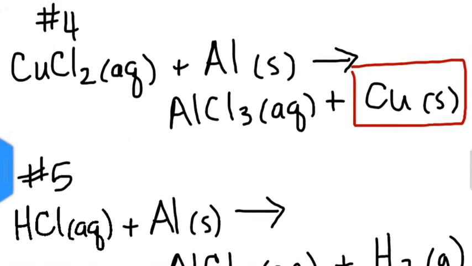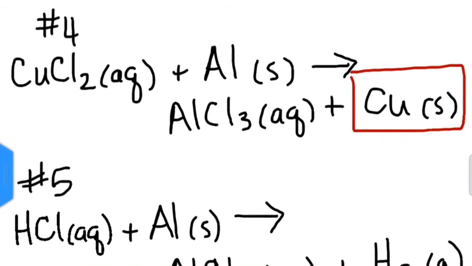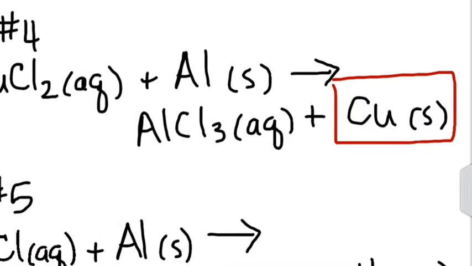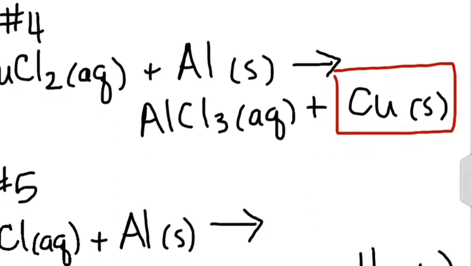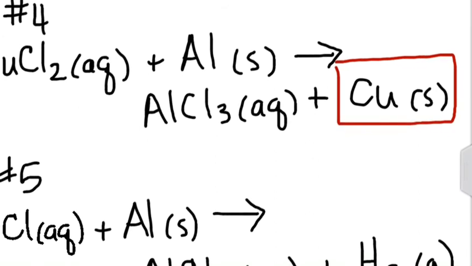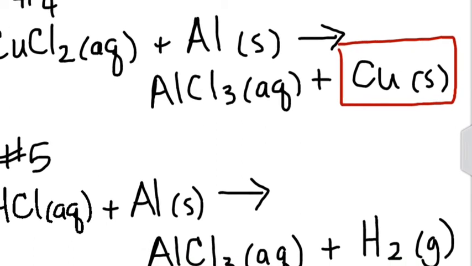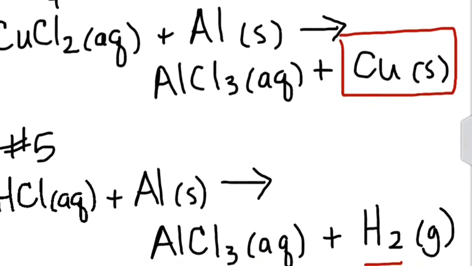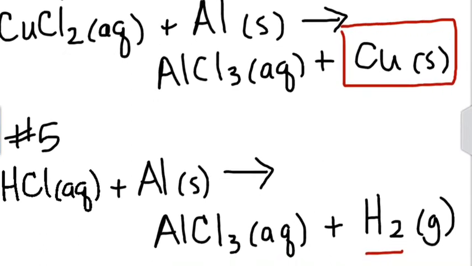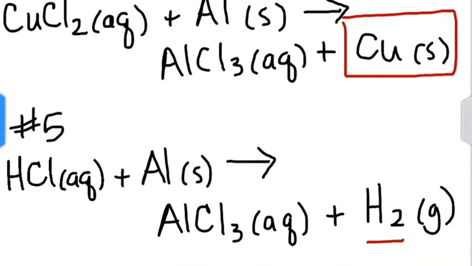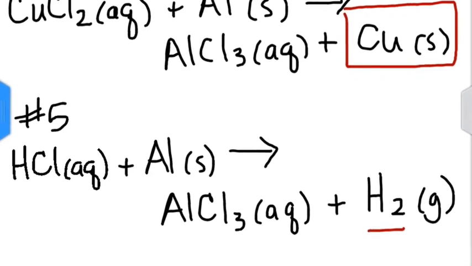In the case of the copper 2 chloride reacting with the aluminum, the single replacement reaction is going to produce aluminum chloride and copper, and then in reaction number 5, the hydrochloric acid and aluminum are going to produce aluminum chloride as well and hydrogen gas. And of course, an indication of hydrogen gas will be bubbles, and then the aluminum chloride is a white solid, and of course you can't see that because it's remaining dissolved in solution. So the aluminum chloride is aqueous.